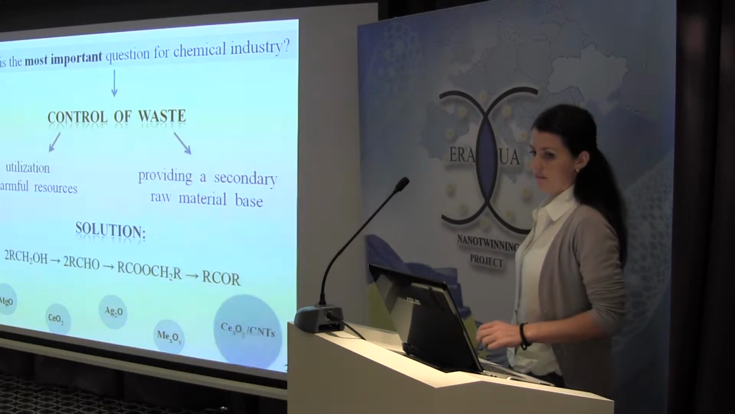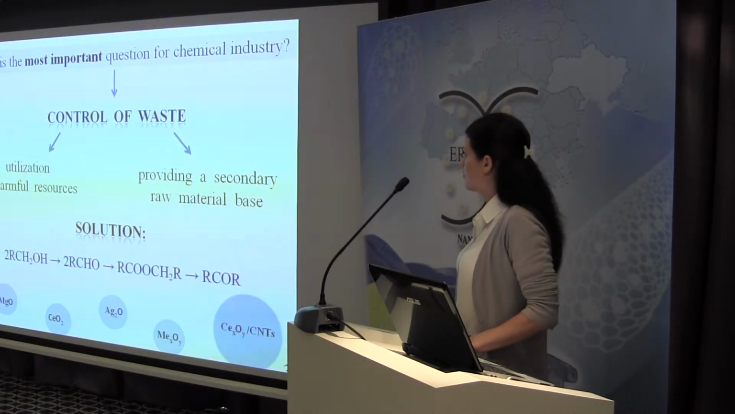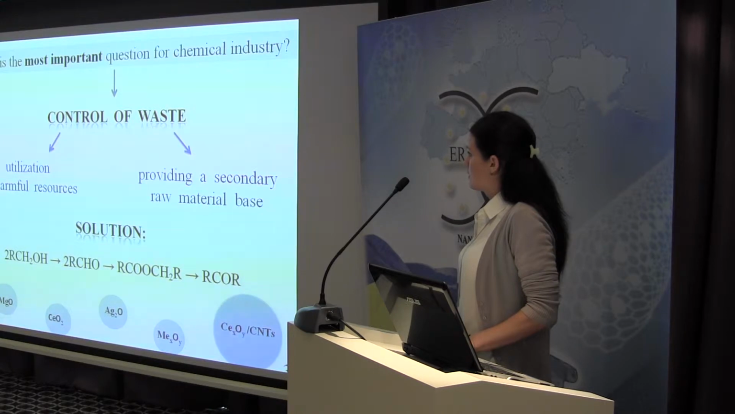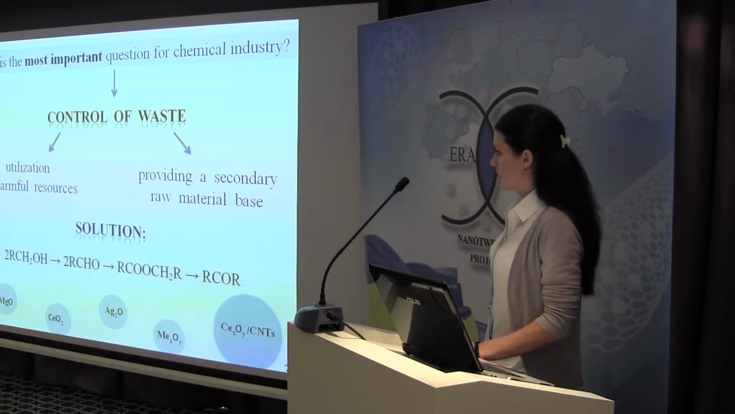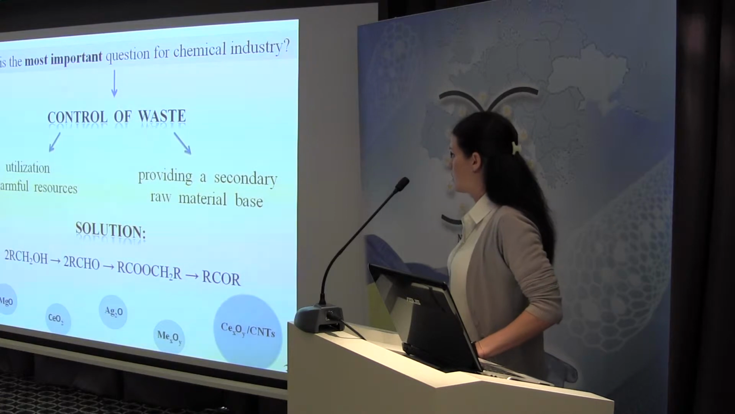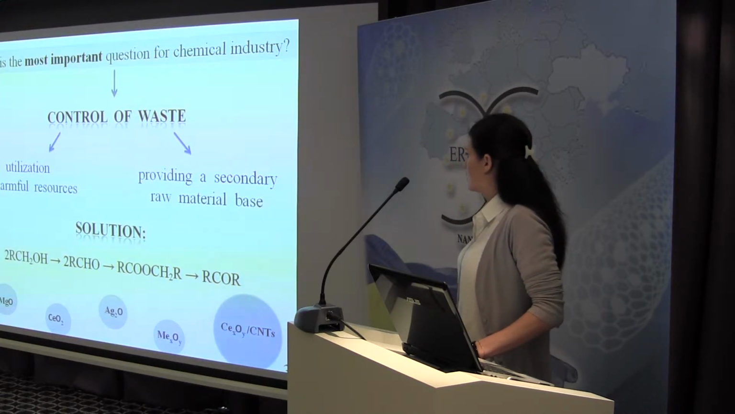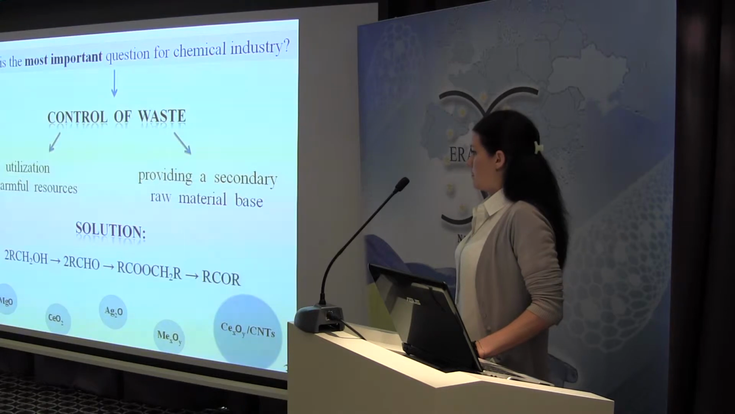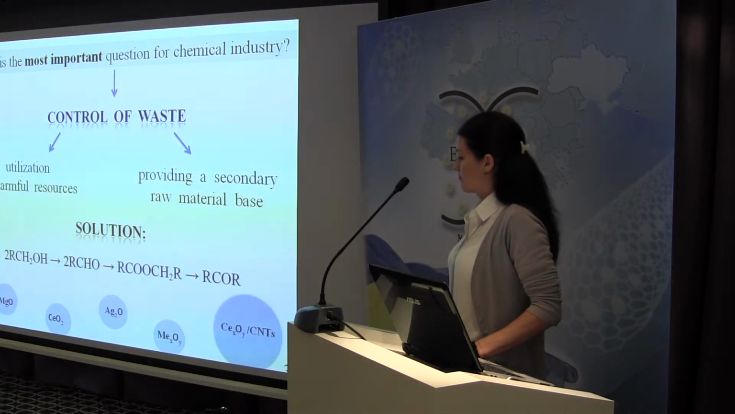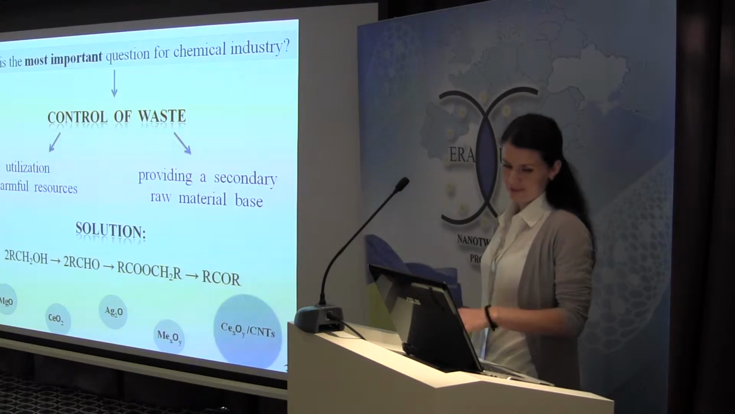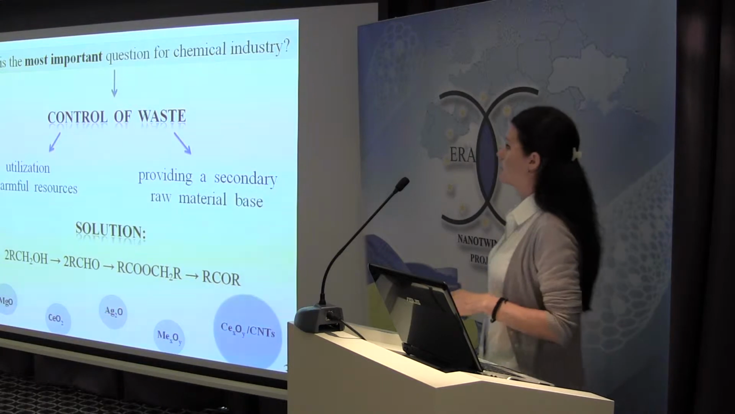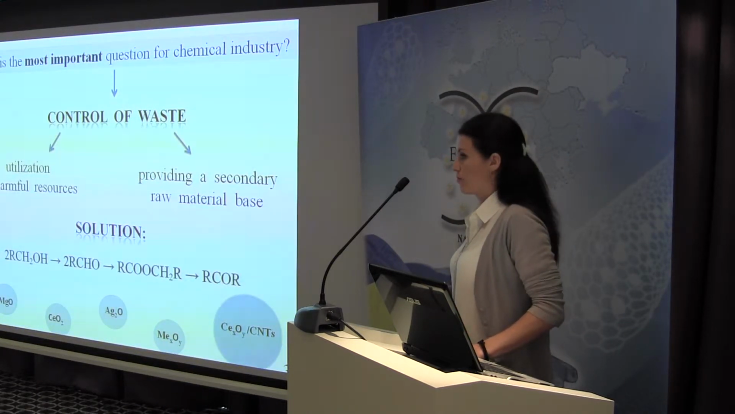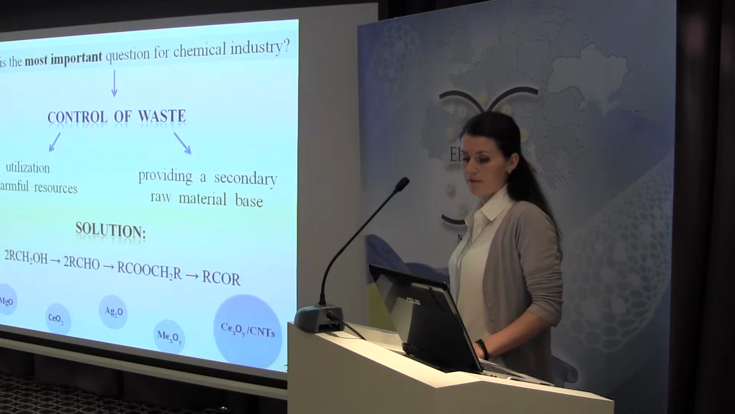Today, the current issue of the chemical industry is control of waste or excess materials which contain organic compounds. The concept lies in utilization of harmful waste and renewable raw materials. For example, industrial waste of fats can provide raw materials for production of amphiphilic compounds.